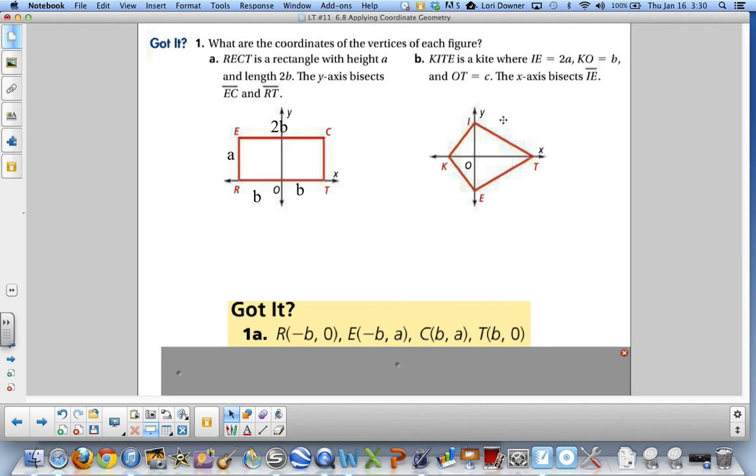Looking at the kite, where IE is 2a and KO is b and OT is c, the x-axis bisects IE. I want you to pause the movie and write down what the coordinates of each of this figure would be. Now this you're going to input as one of the questions at the end. All right.